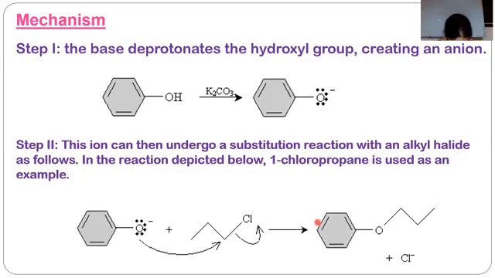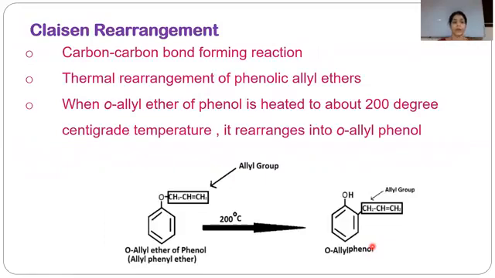So the nucleophilic phenoxide ion attacks the electrophilic carbon of 1-chloropropane, and there is the formation of ethyl phenyl ether. That is the simple mechanism. In the first step, there is the formation of phenoxide ion, and in the second step, the phenoxide ion attacks the electron-deficient carbon directly attached to the halogen.